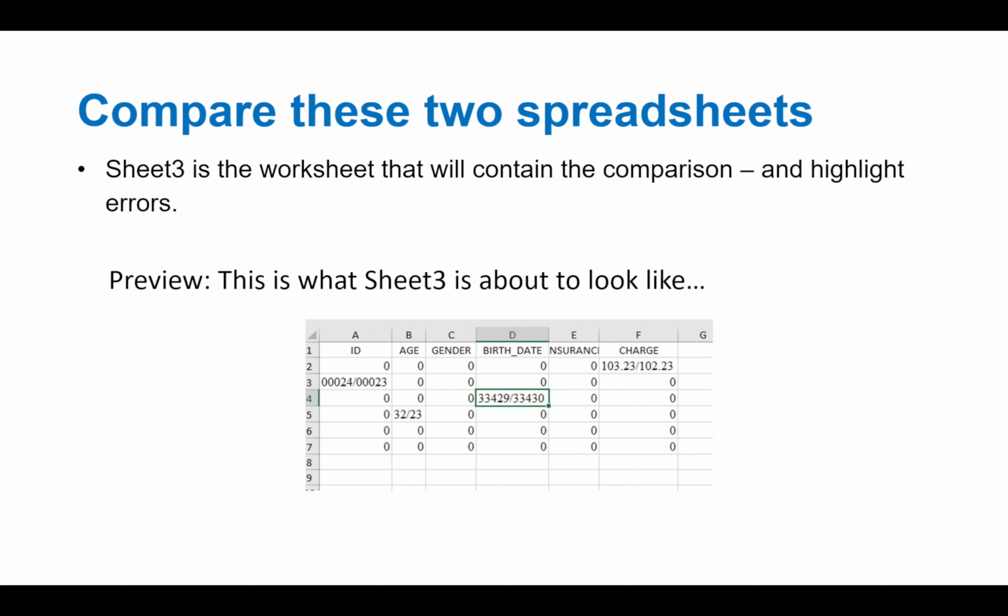Our goal is to compare the two spreadsheets, Sheet 1 and Sheet 2, using something called Sheet 3. And Sheet 3 is a worksheet that will contain the comparison and highlight any differences or errors in the two sheets, Sheet 1 and Sheet 2. Here's a preview of what Sheet 3 is about to look like when we do that comparison. You'll notice that it's filled with a bunch of zeros and then some other information, and that other information indicates differences between the two spreadsheets. Now, with this small spreadsheet, you could probably do this just by eyeballing it, but if you have thousands or even hundreds of data entries, using this technique will save you a lot of time.